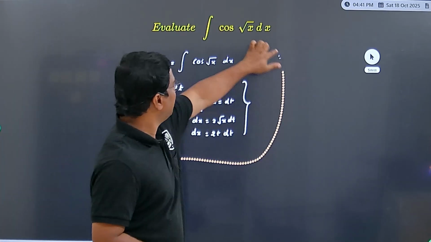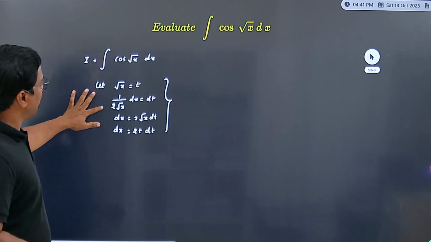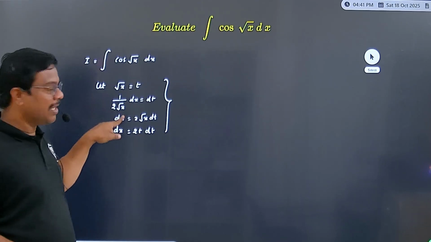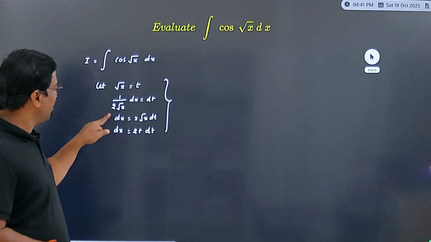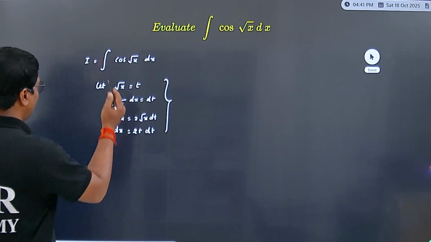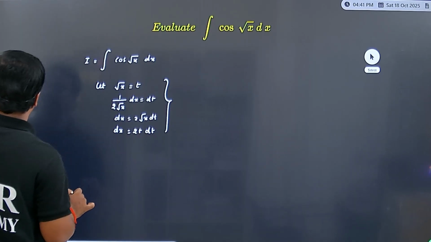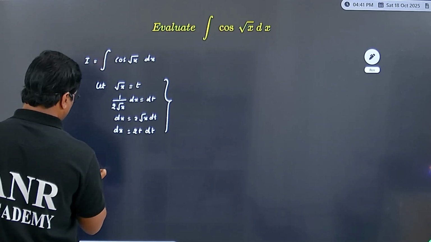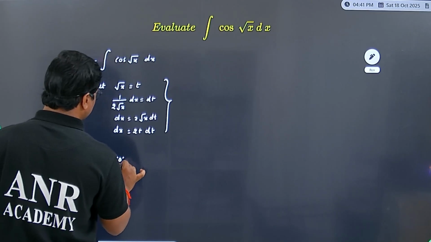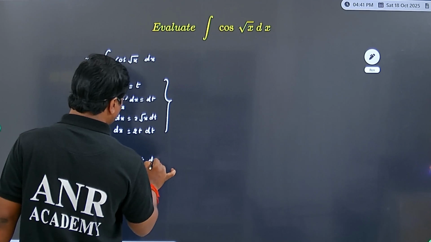Without writing x equal to t square, write root x value as t. Then you know that 1 by 2 root x, its derivative, becomes dt, dx written as 2 root x dt, dx equal to 2t dt. Now substitute in this. Now the value of I becomes I equal to integral cos of root x is cos t, dx is 2t dt.